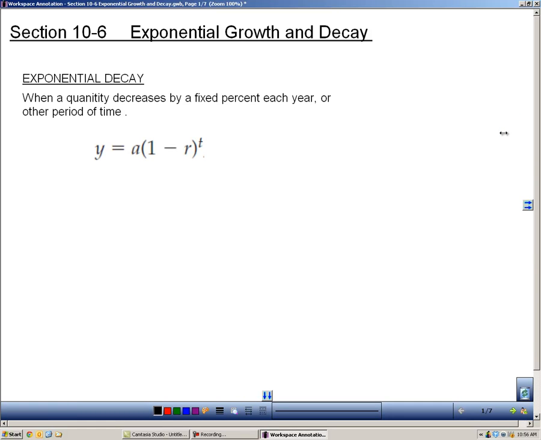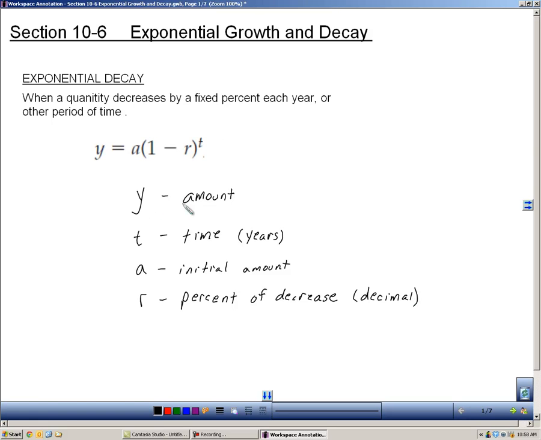Section 10.6 is about exponential growth and decay. We're going to look at formulas that scientists use to find how things grow and how they decay, and those formulas are exponential functions. Exponential decay is when a quantity decreases by a fixed percent each year or some other period of time. This is what the formula looks like, and each letter represents something.